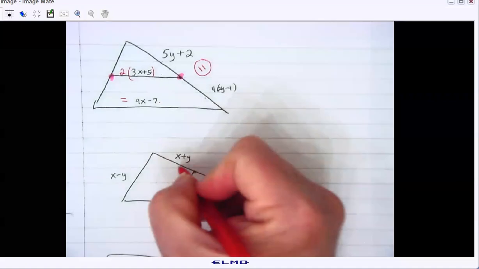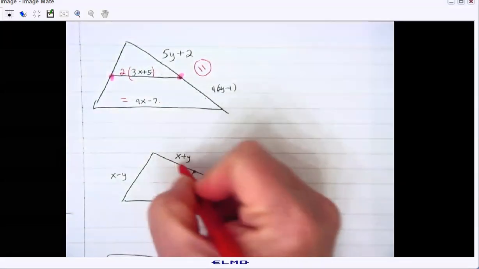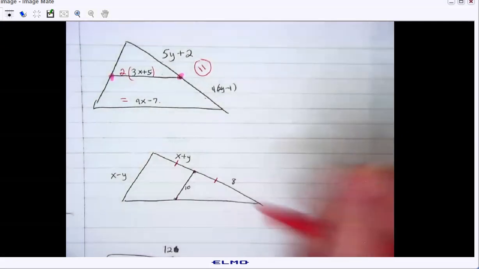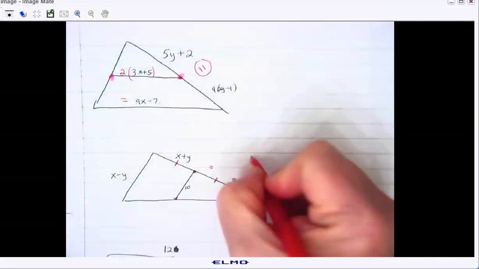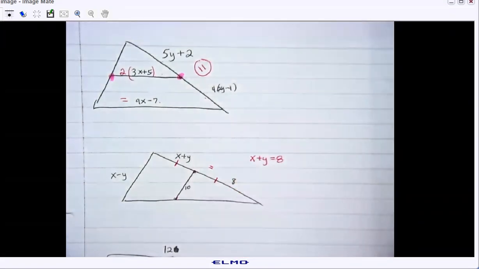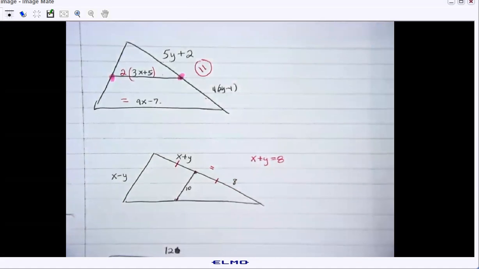So we just said that we know that these are midpoints. That means this one is congruent to that one. So I would write this down: x plus y is equal to 8. Well, that was easy, but I can't solve x plus y equals 8 because I don't know what one of them is. If I knew what one of them was, I could solve for the other one.